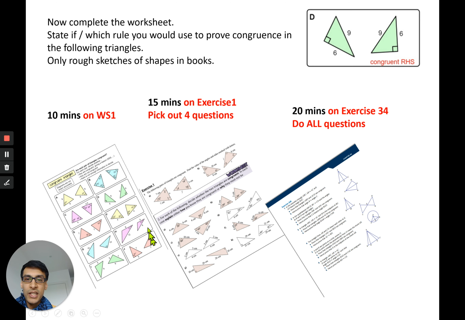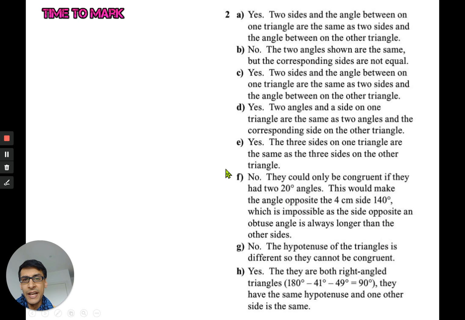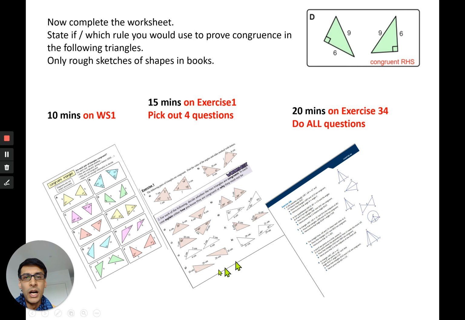The second worksheet, pick out 4 questions here to do. I think we've just done that in the previous slide. So you actually don't need to do that. I've changed my mind on that. What you should be doing though is the final worksheet. So exercise 34, the answers are given. Those are actually exam style questions. What I expect you to do now is 10 minutes on worksheet 1, and then a maximum of 20 minutes on worksheet 2. There are 6 questions to do there with the answers provided, so you should mark your work in each case.